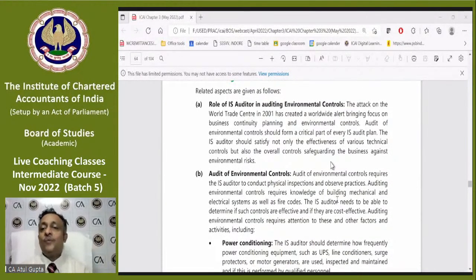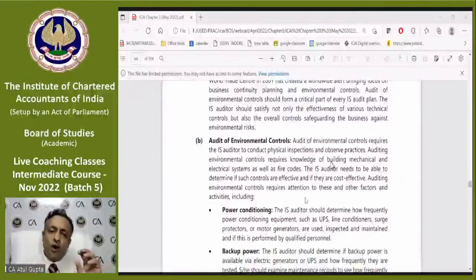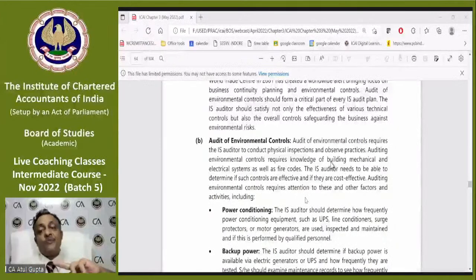Okay. So when the attack on the World Trade Center happened, worldwide awareness about environmental controls and their audit came up, that organizations must be able to assess the gap in their environmental exposures. So that role is gap identification. You have answered correctly: whether controls exist, and if they exist, are they effective? Then auditing, so now this becomes specific. I'll not read the sub-points of audit of environmental controls, but the idea is to see two aspects: whether the control exists, and if it exists, whether it is effective or not.